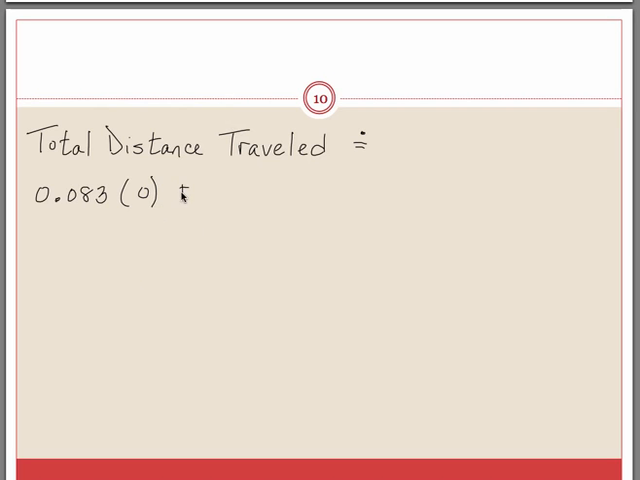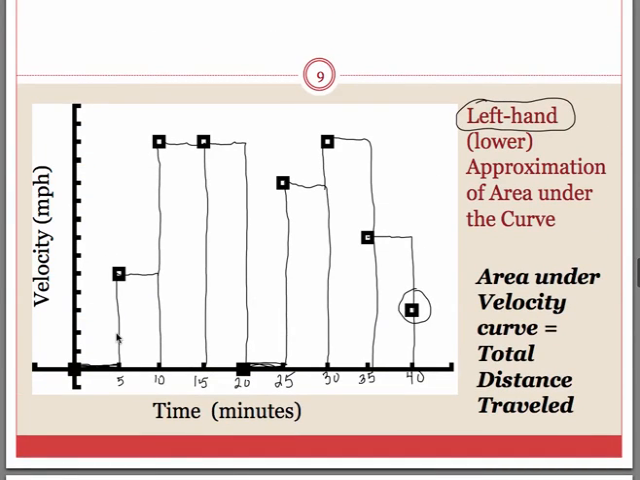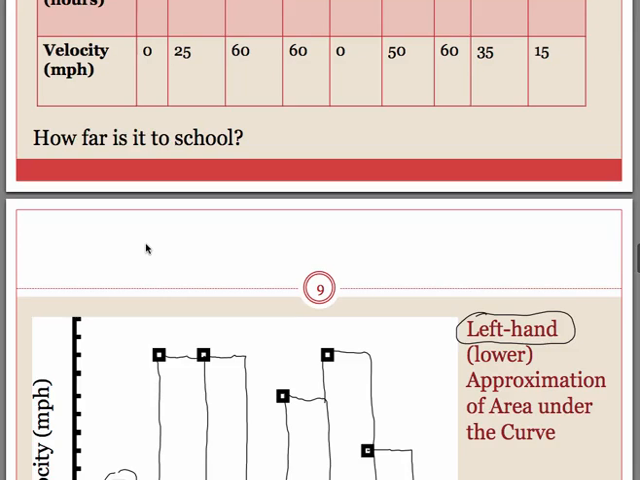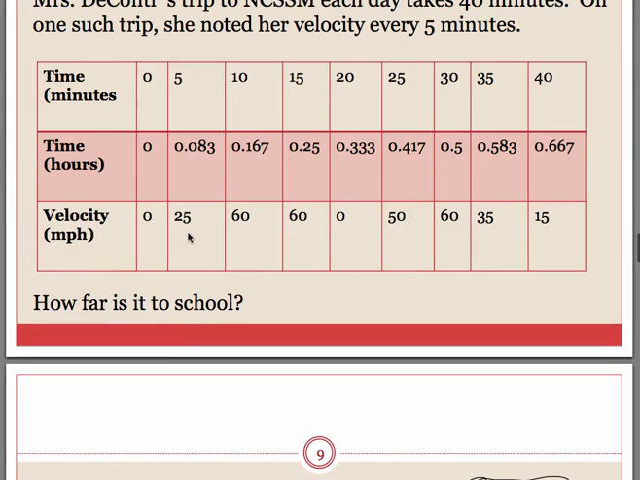Second rectangle, width of 0.083. Now the height of that one, okay, it's this one right here. The height we're getting from this one right there. So we need to refer back to the velocity Mrs. DeConti was going at 5 minutes. So that would be 25.